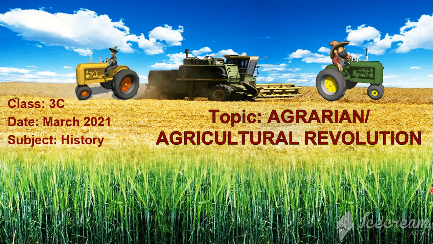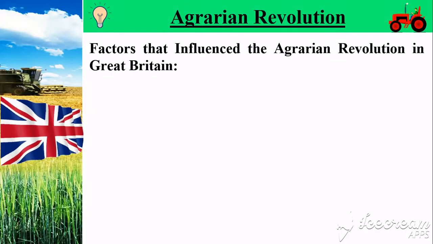Alright, good morning, gentlemen. Today we're going to be continuing the lesson on the agrarian or the agricultural revolution. And we're going to be focusing on the factors that influence the revolution in Great Britain. Meaning, what are some of the things that caused this revolution to come into play?